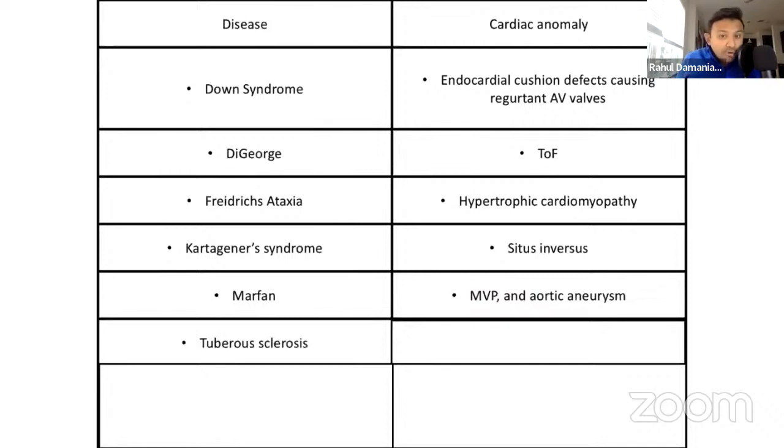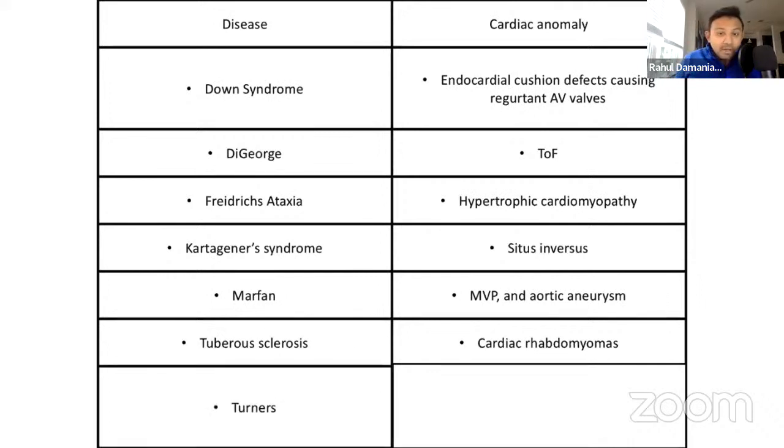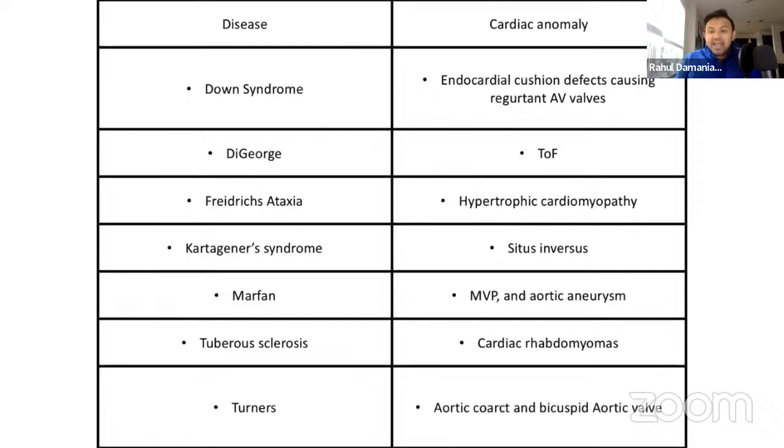What about tuberous sclerosis? Well, we alluded to it a little bit. We're going to be thinking about those cardiac rhabdomyomas, the tumor plop. And then finally, Turner syndrome, we just talked about it: aortic coarctation and bicuspid aortic valve.